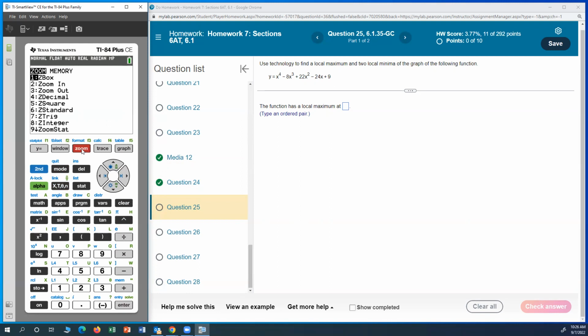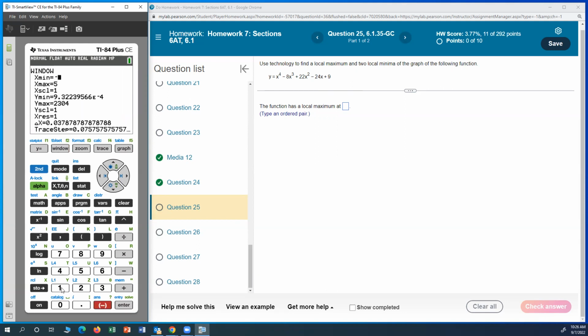is I'm going to go to Zoom, and I'm going to select Zoom Fit, which I think is 0. Yes, Zoom Fit is 0, so I'm going to go to Zoom Fit. And I can see that that's zoomed in too far on the graph. I can't actually see a local maximum. So what I'll do is I'll come to my window and try out something different.